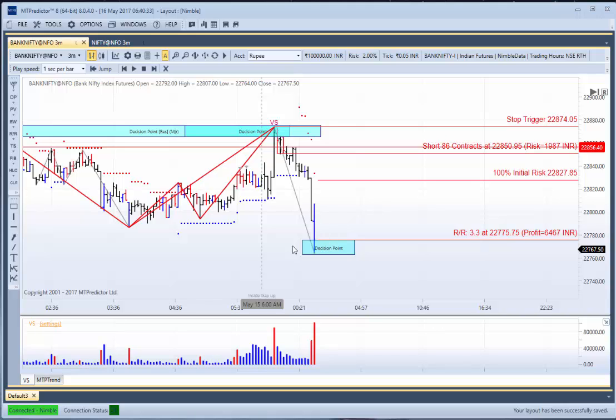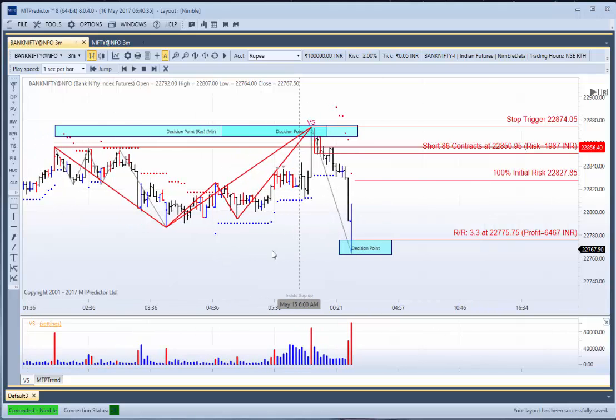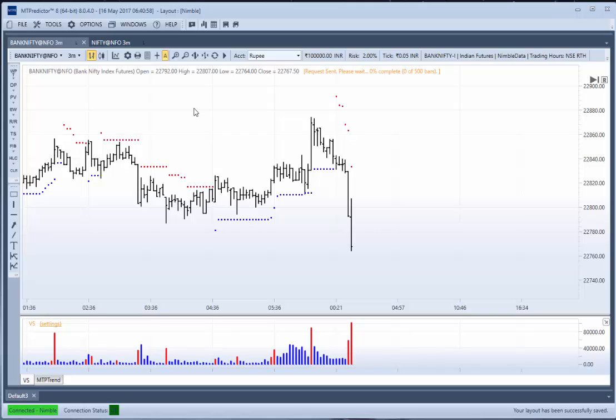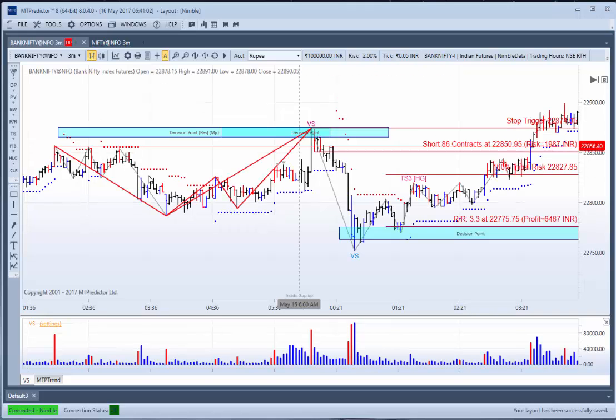So that's the MTPredictor VS setup. In other words, we're looking for a wide range bar that goes beyond a previous important, that's the point to stress, an important psychological high or low that then reverses at one of our DP support or resistance zones. That then allows us to have a trade setup to take advantage as the professionals move the market in the opposite direction. Let's now clear everything off. And we're just reloading the data, just wait for a second.